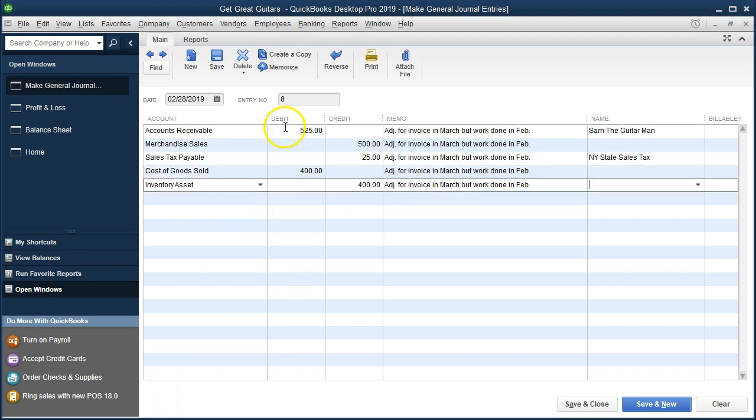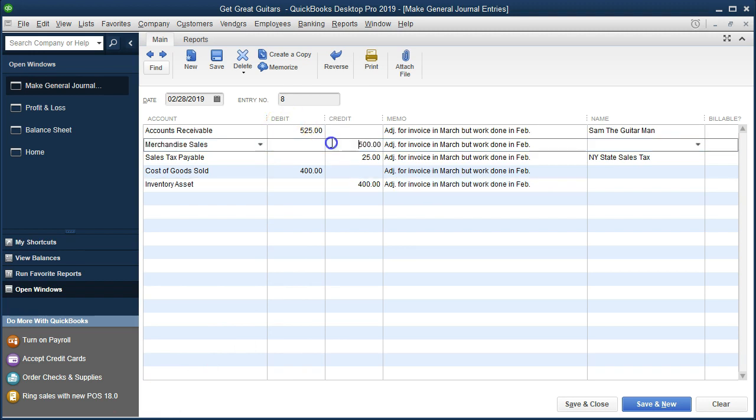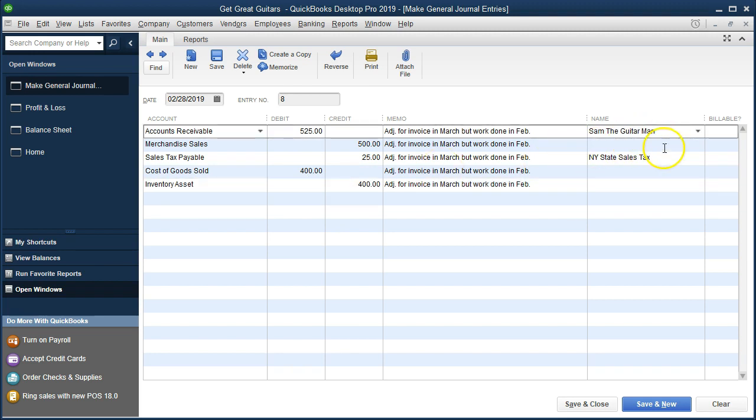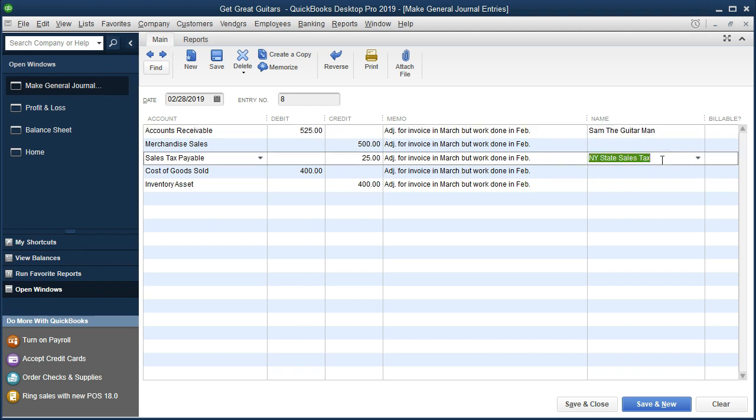So here is our adjustment. We're going to increase accounts receivable, increase sales, increase the payable, then increase the cost of goods sold related to the sale of the inventory, and decrease the inventory. We're going to record this to the accounts receivable of Sam the Guitar Man, and the sales tax to the vendor of New York State sales tax.